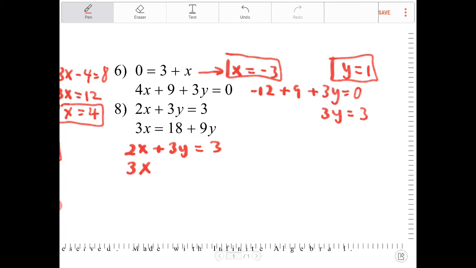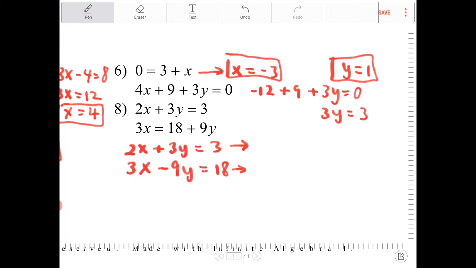So if I have 3x, I'm going to bring over the 9y, so I have 3x minus 9y is equal to 18. And the idea is I need to eliminate this. Now looking at both equations here, I notice that the y's have coefficients with opposite signs. I want to take advantage of that because the moment I add the two equations, I want things to eliminate. And the only way that they do eliminate is if the signs are opposite one another.